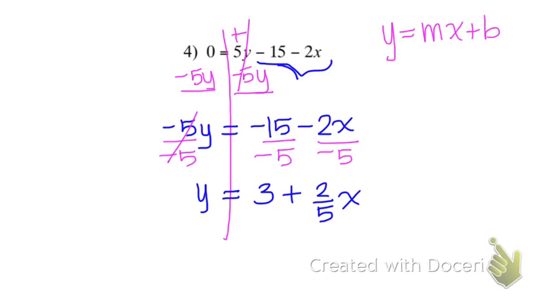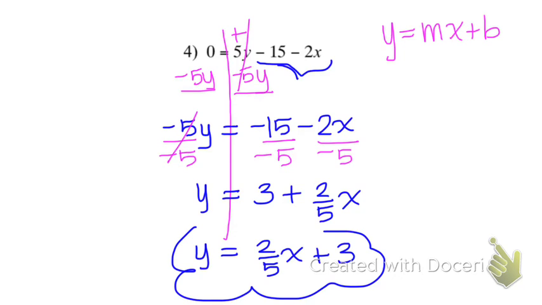Now, when I'm looking at this, I notice that my y-intercept is written first and my slope is written second. So I want to reorder those. So I'm going to go ahead and reorder them and say that I get 2/5 x in the front, and I'm going to move this positive 3, so plus 3, to the back. That is my final answer. Make sure, please, that you have this one written into your notebook.